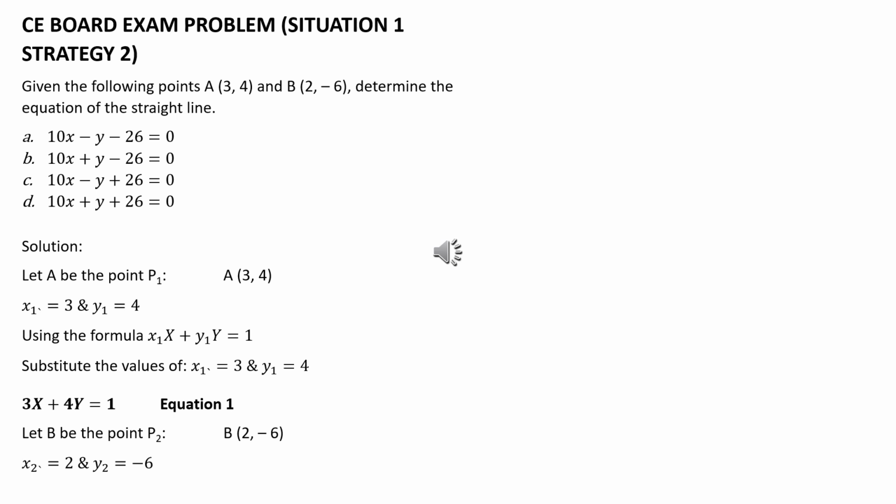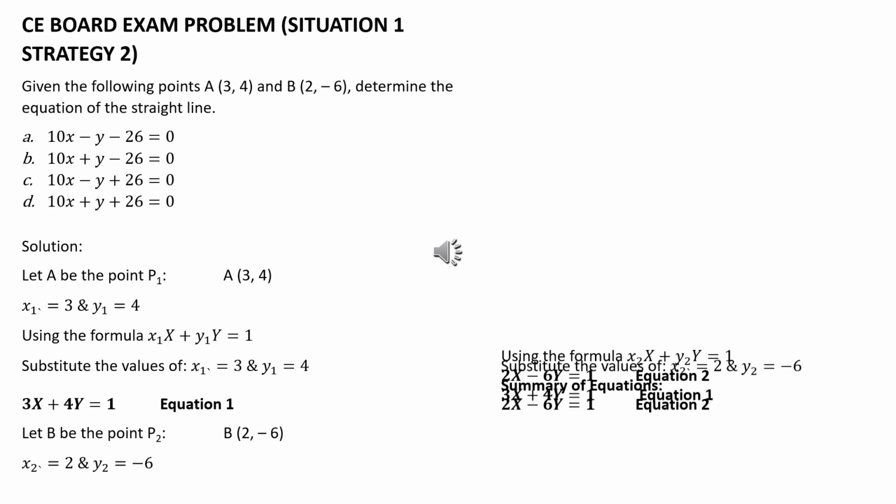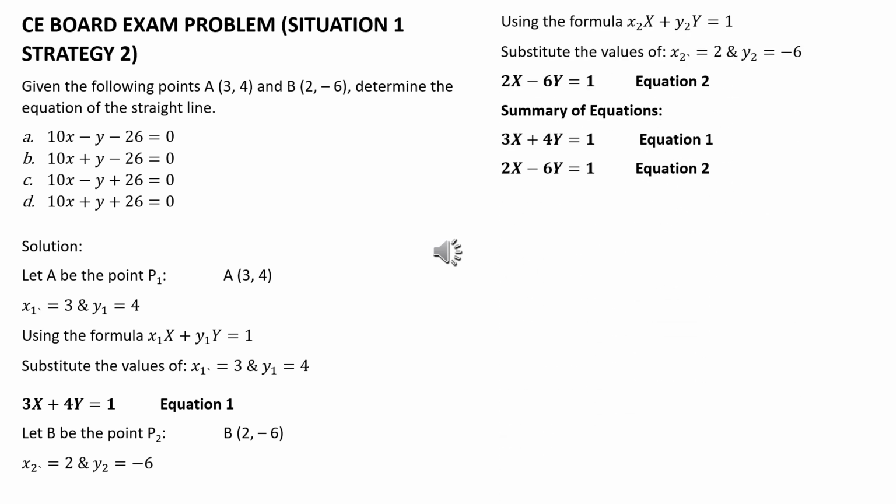Also, let B be the point P sub 2, wherein x sub 2 is 2 and y sub 2 is equal to negative 6. Then, using the formula x sub 2 x plus y sub 2 y is equal to 1, we substitute the values of x sub 2 and y sub 2. As we can see, we have formed the equation 2x minus 6y is equal to 1, which we will call equation 2. And now we also have the summary of our equations: 3x plus 4y is equal to 1 as our equation 1, and 2x minus 6y is equal to 1 as our equation 2.